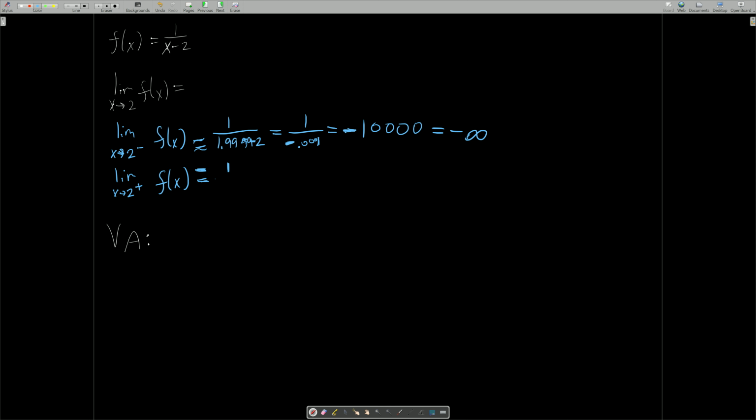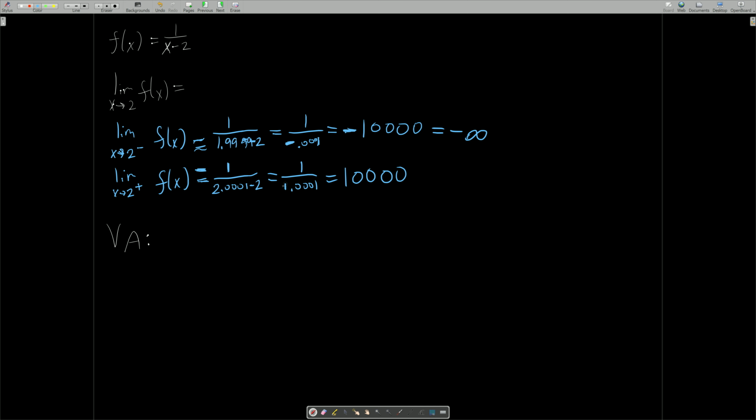It's the same thing, but approaching 2 from the right. So you have a value that's really, really close to 2, and since we're approaching from the right, it's going to be over 2, but really close to 2. So let's say 1 over 2.0001 minus 2. That comes out to be 1 over 0.0001, about 10,000. You see where I'm going with this.